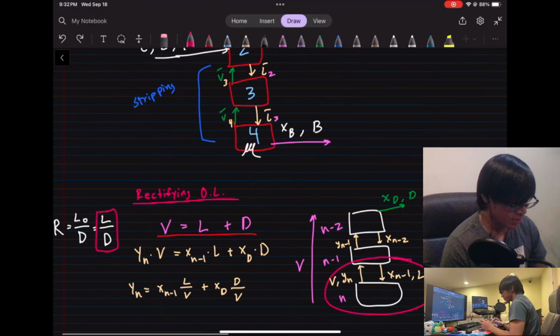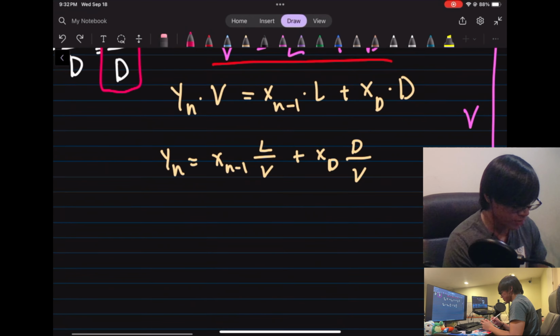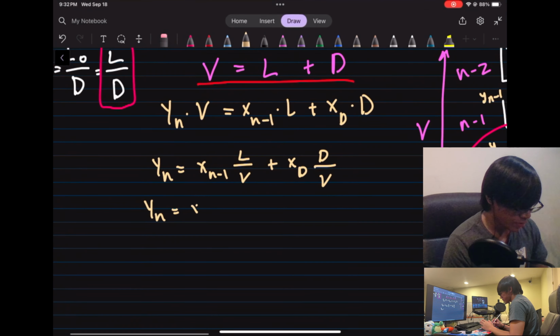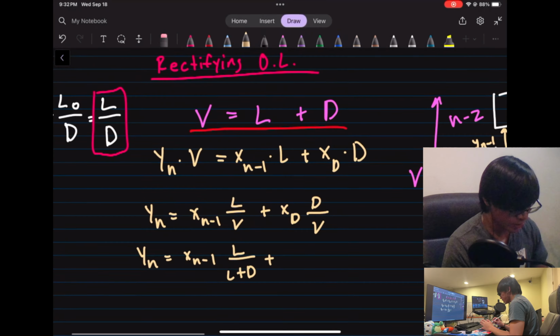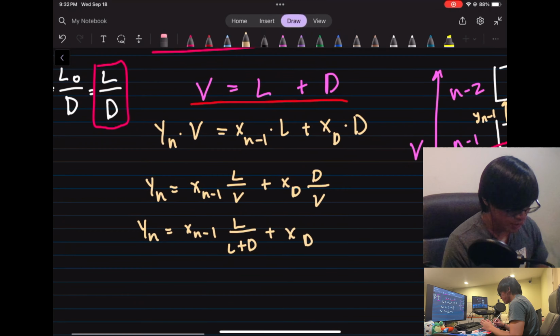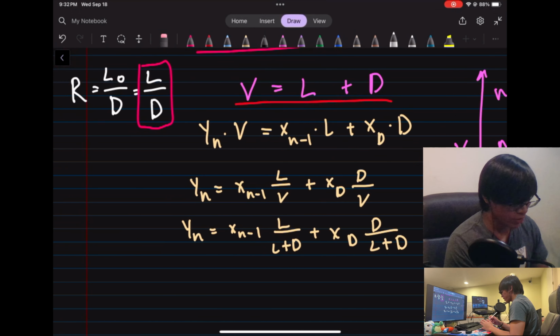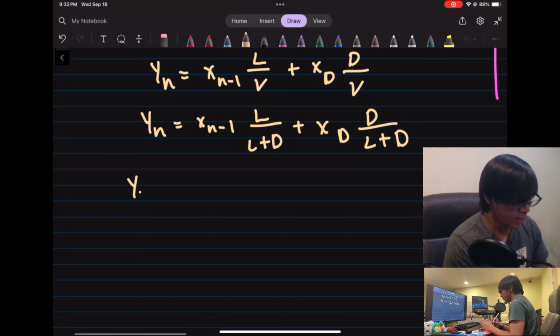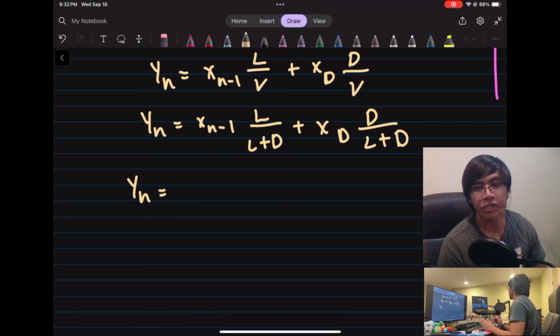Hopefully all of that's undone, and we can do that substitution. So yn, our vapor molar fraction, and we're just substituting our vapor flow rates with the corresponding expression that we wrote right there, underlined in red. So L plus D. Now we have our terms in terms of L and D, we could substitute R to give our operating line in terms of a reflux ratio.